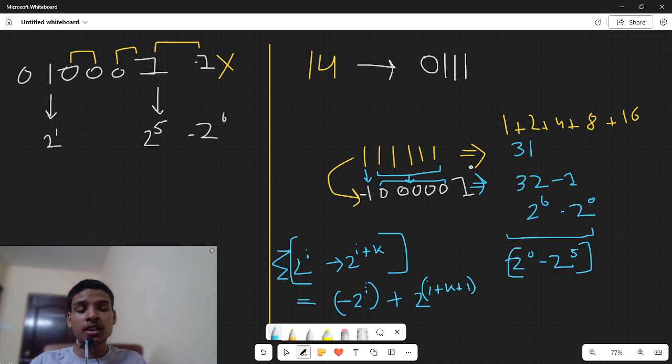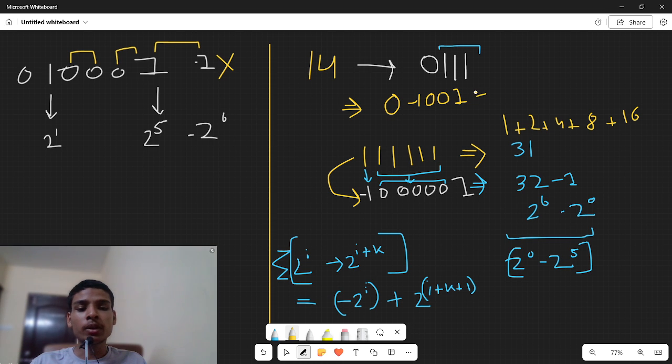But how to utilize this equation? So let me get back to this test case. You can see these are the three consecutive ones. So what you can do is simply write it in a good form, that is 0 and minus 1 here, and 0, 0 and 1, and this number is also representing 14 only.